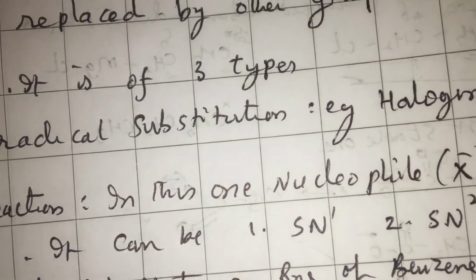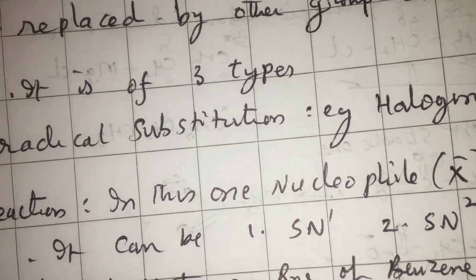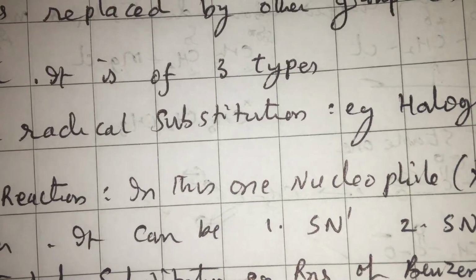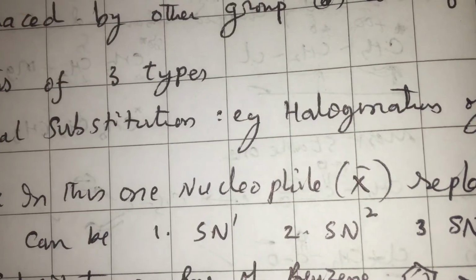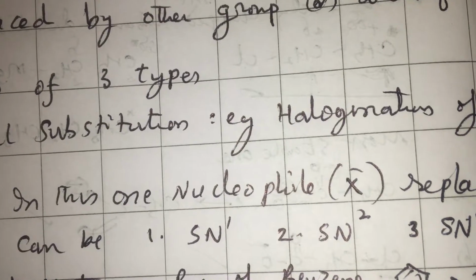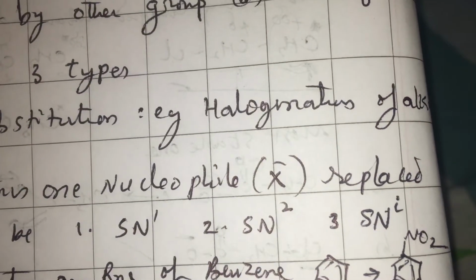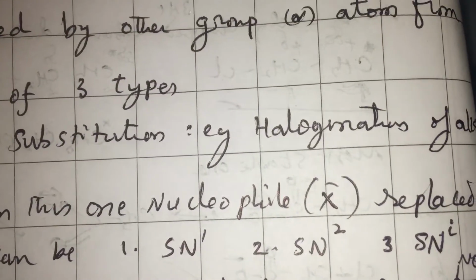It can be like SN1 reaction, where the speed of the reaction depends only on the concentration of substrate but not on the reagent. SN2 reaction, where the speed of reaction depends on the concentration of substrate as well as reagent. Third one is SNi reaction. Details of these reactions you study in class 12th.